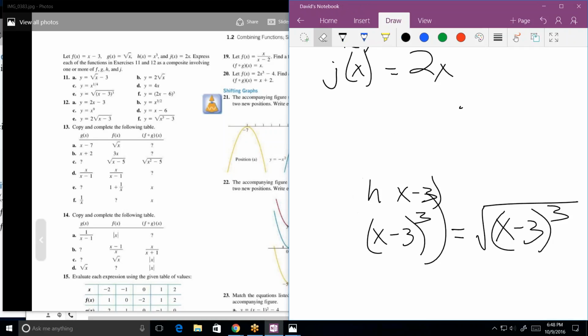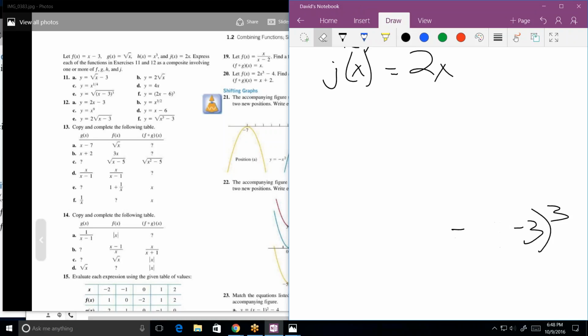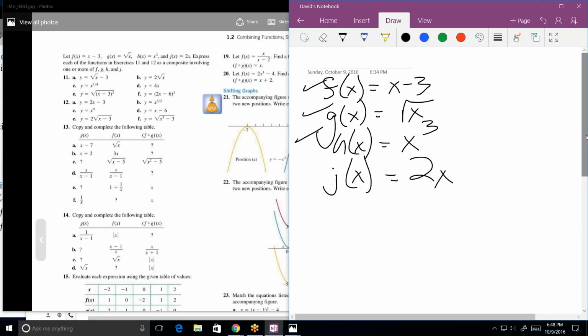Let's do that f also, because that's another one. How many functions are involved in f? So 2x, so that's j, minus 6. So that means we have to have f as well. And then the cubed is h. So I believe 3 functions.